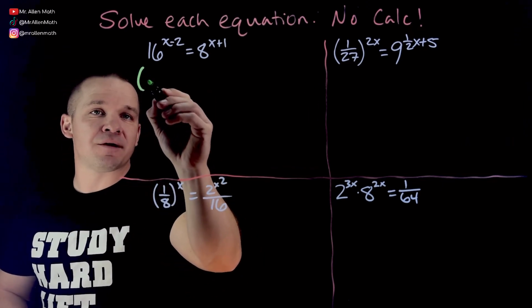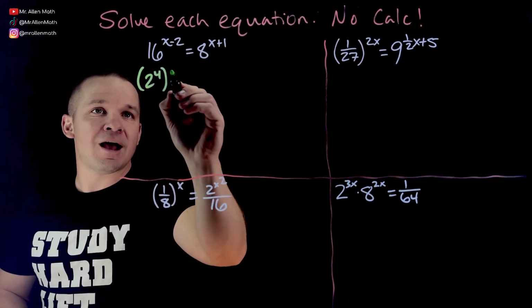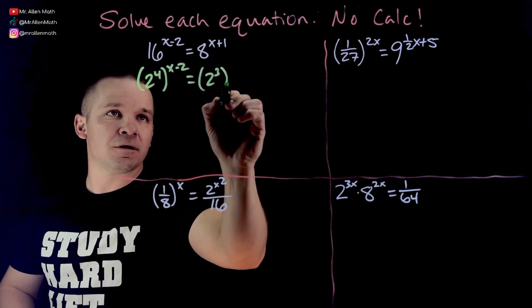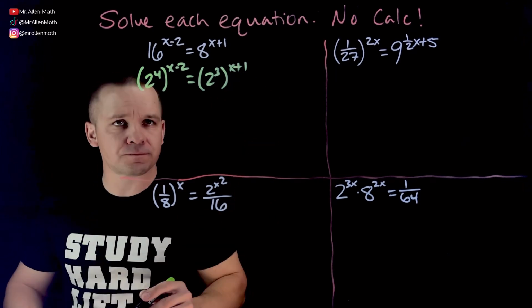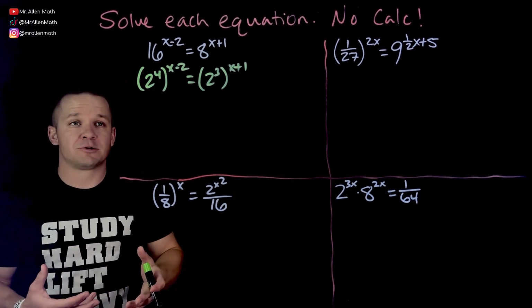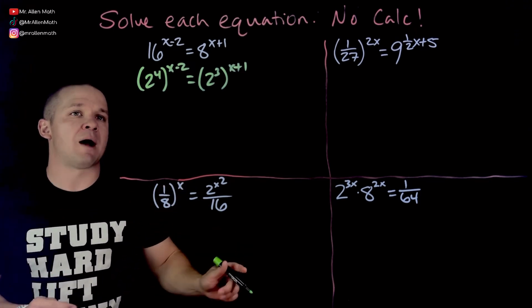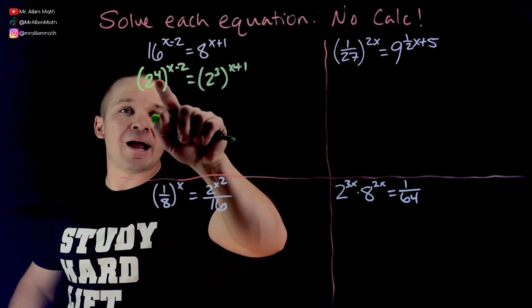And I always put this in parentheses. We have 2 to the fourth, and then we have x minus 2. The exponent stays. And then I have 2 to the third, and I have x plus 1. Awesome. So I've got like bases, but I got a little cleaning up to do before I use my one-to-one property. I'm going to multiply my exponents now, right?